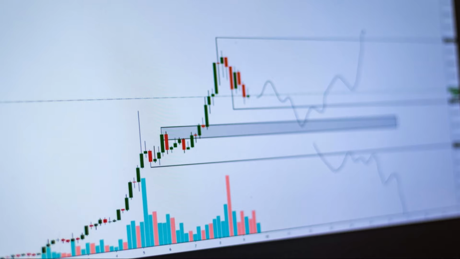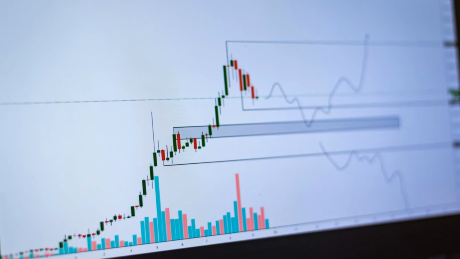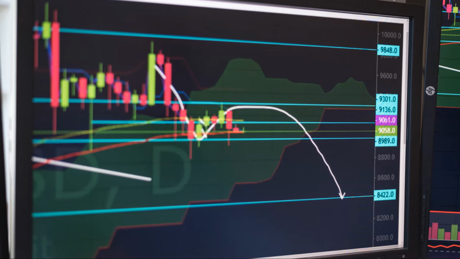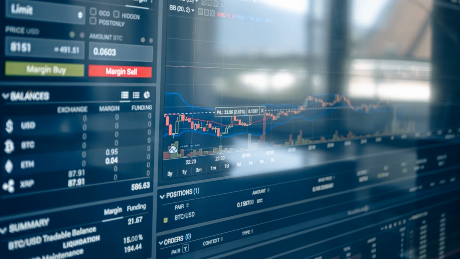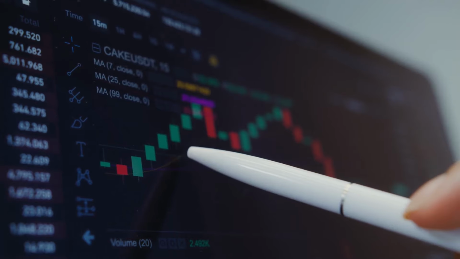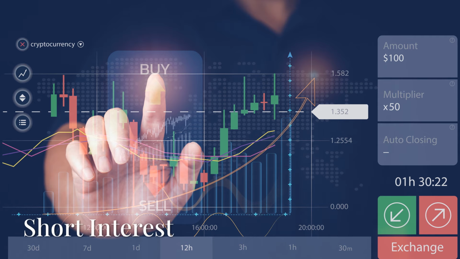Resistance is the price ceiling where selling pressure prevents further rise. Support is the floor where buying pressure stops a price decline. Traders use these price points to identify potential entry and exit levels.